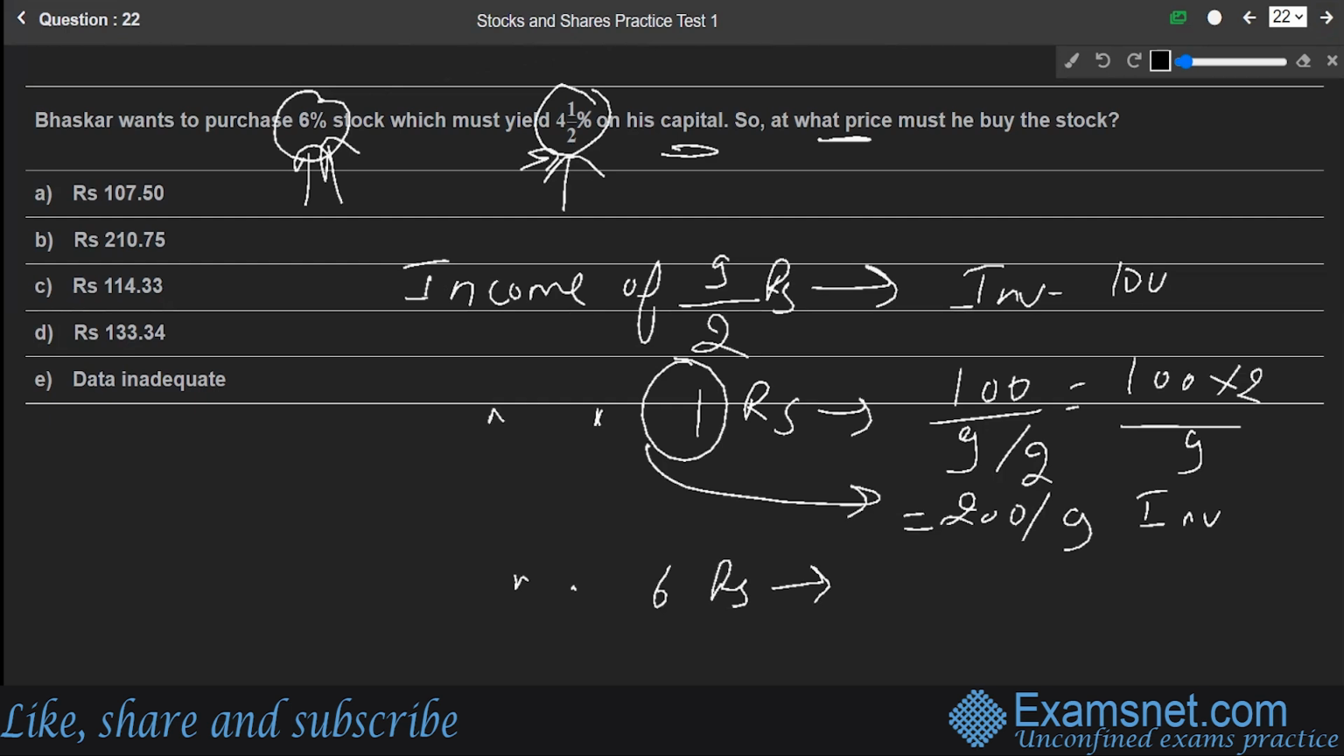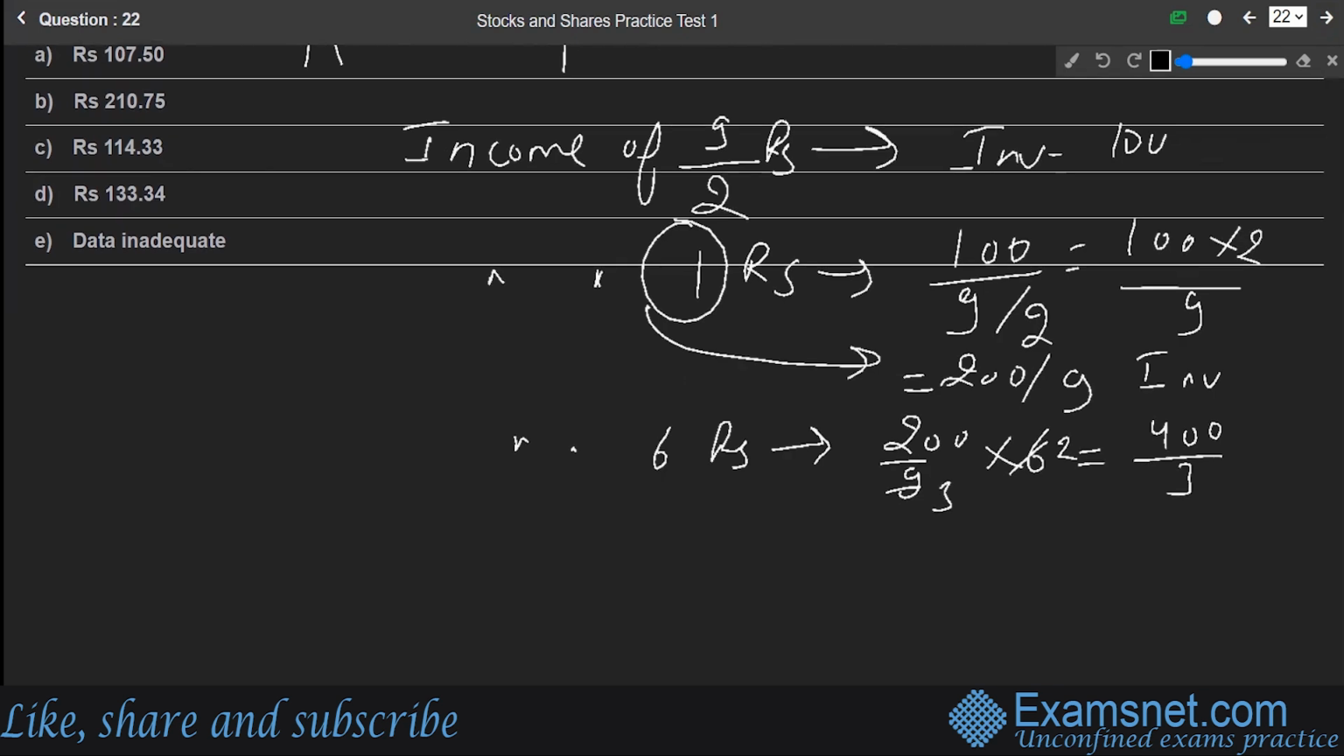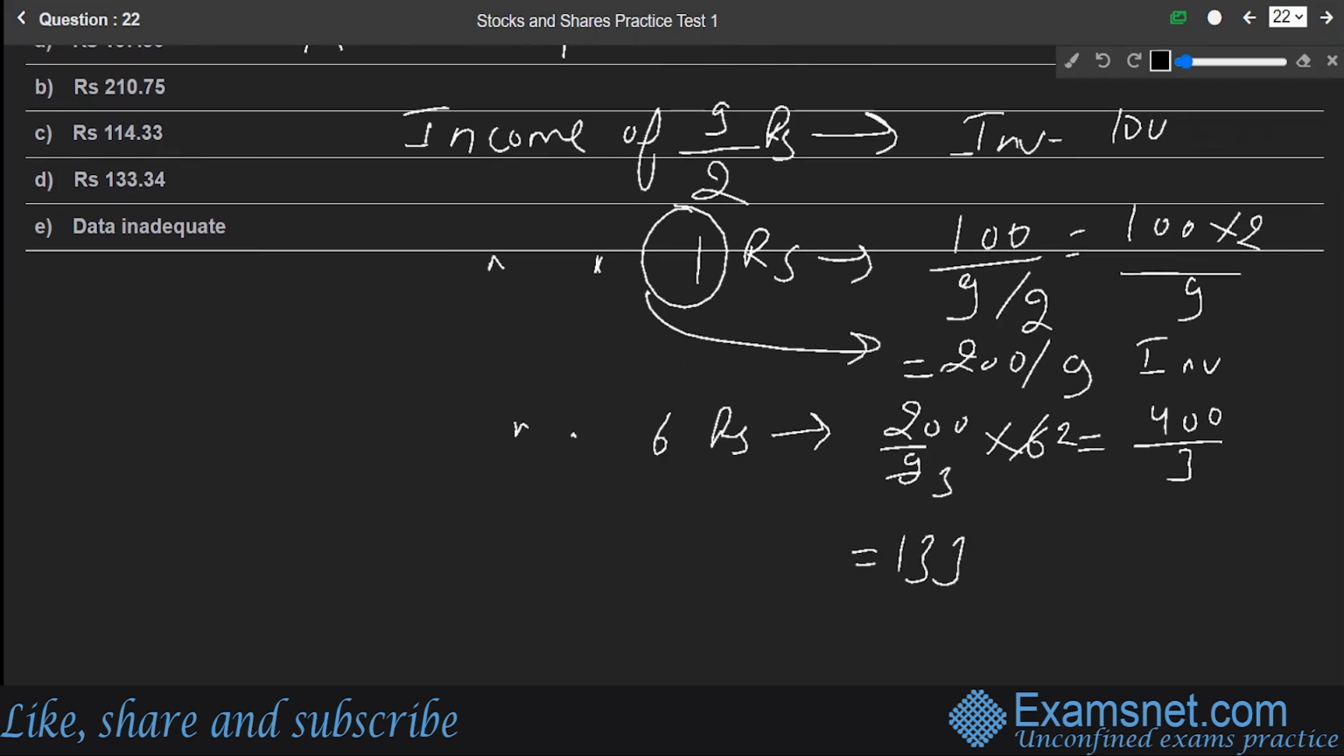So if you want to have 6 rupees as the income, you can use the unitary method: 200 by 9 into 6. If you solve this, we can cut down the numbers: 3 2s are 6, 3 3s are 9, so it becomes 400 by 3, and the exact value of 400 by 3 is something around 133.3333 bar. Okay, so it can be approximated to be 133.34. Let's see where it is available. 133.34 is clearly available in option number D, so that becomes the right answer.